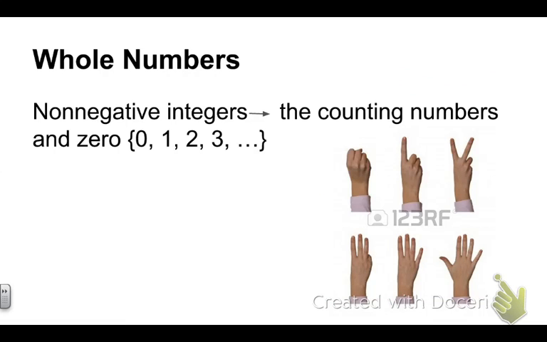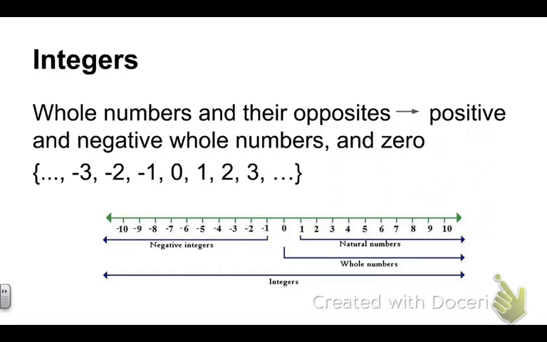Then you move on to whole numbers. They are non-negative integers. So what that means is it's the counting numbers and 0. You start to have the understanding that there is a number that represents nothing. Integers, that's what we just spent a lot of time on. Those are the whole numbers and their opposites. Positive and negative whole numbers and 0.